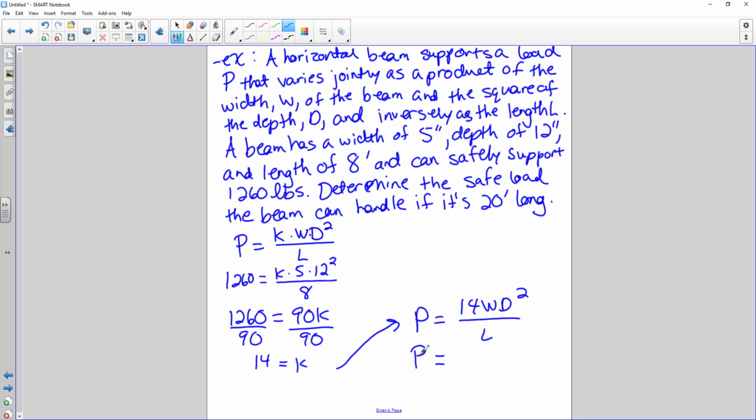So with the situation I'm trying to figure out, determine the safe load that it can handle if it's 20 feet long, we'll have 14 times 5 times 12 squared. We're assuming it's the same type of beam, but now it's 20 feet long. So when I calculate that all, I get 504 pounds, which makes sense because we said the longer the beam is, the less it should be able to handle.